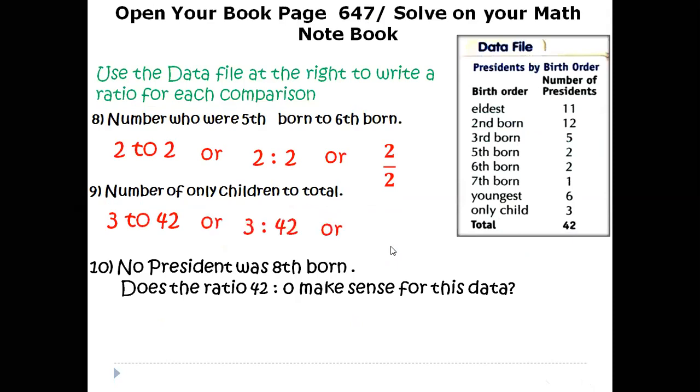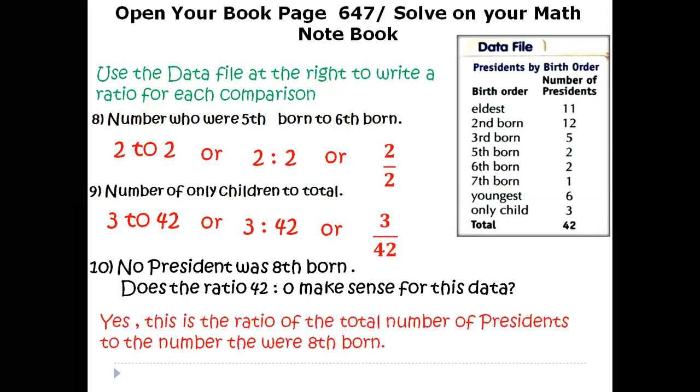Now look at question 10. It says, no president was eighth born. Does the ratio 42 to 0 make sense for this data? What do you think here? Yes, it does. Because nothing for eighth, it means 0. So yes, this is the ratio of the total number of presidents to the number they were eighth born. 42 to 0, it means the total number to 0.